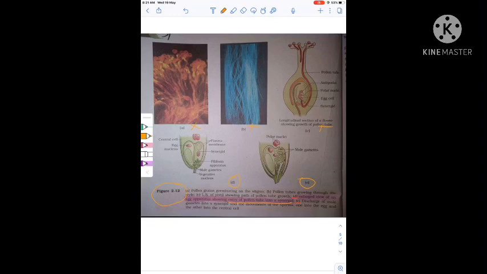Now, in diagram E, discharge of male gametes into a synergid and the movement of the sperms, one into the egg and the other into the central cell. This is also important. Among the 2 male gametes, one will combine with the egg and the other will combine with the central cell. This is important. Okay.